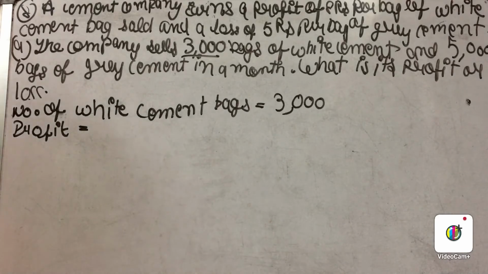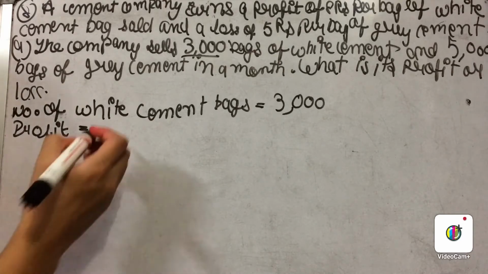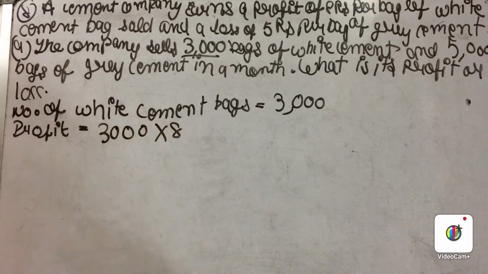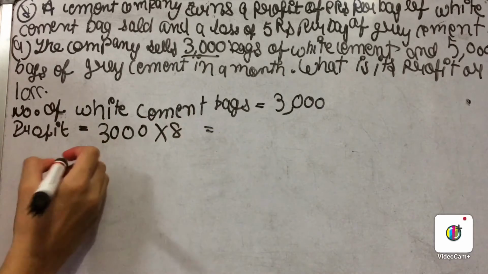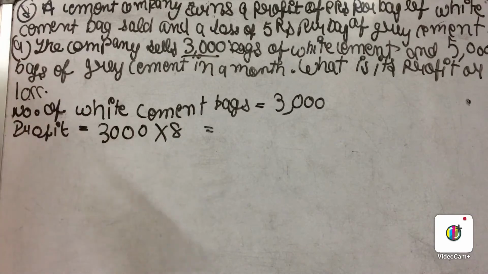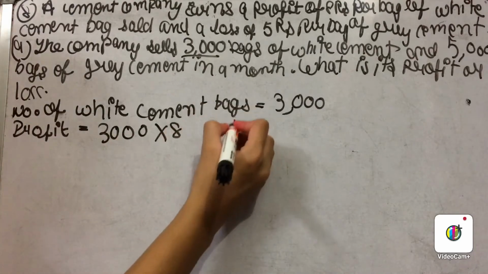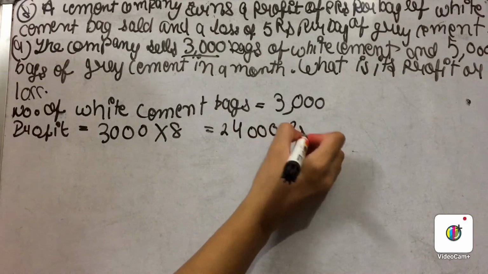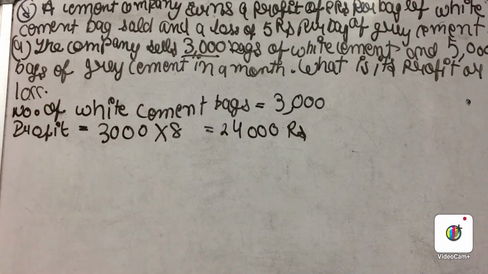So let us just solve it. Number of white cement bags is 3,000, and what is the profit made by the company by selling 3,000? How would you find it? You would multiply 3,000 from 8, because company makes a profit of 8 rupees by selling each white cement bag. So what is 3,000 multiply 8? 8 3s are 24,000. So this will be 24,000 rupees. So this is the profit made by the company by selling the white cement bags.